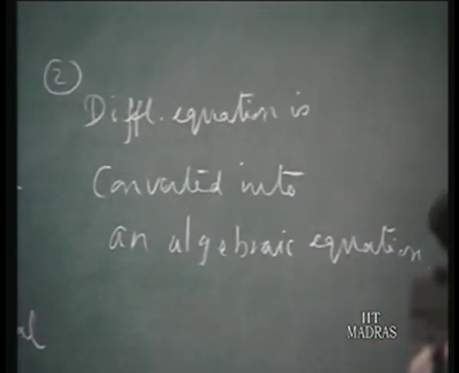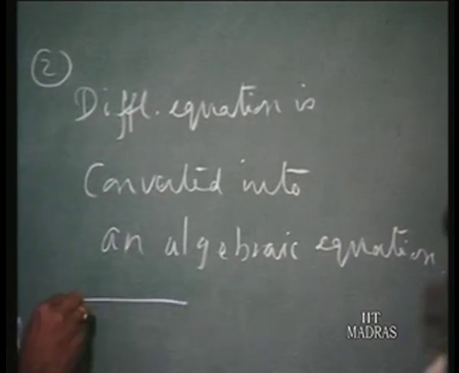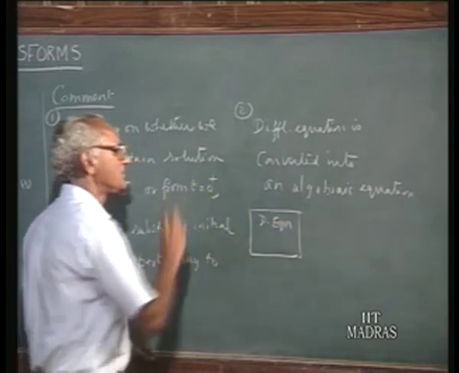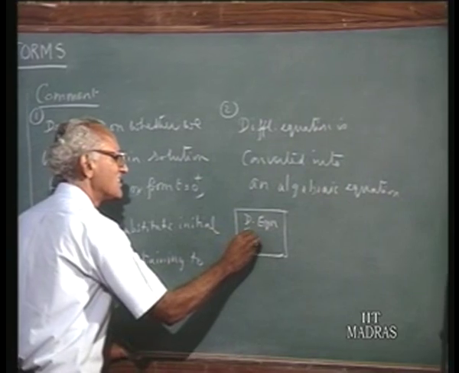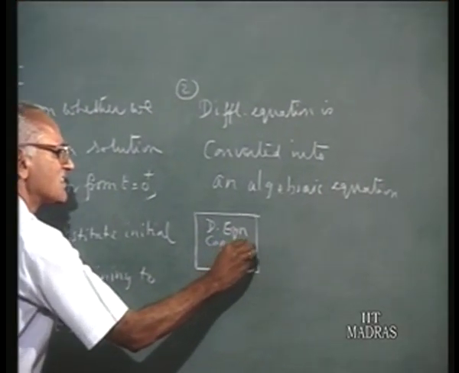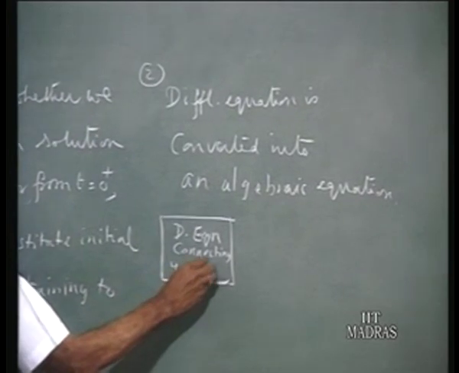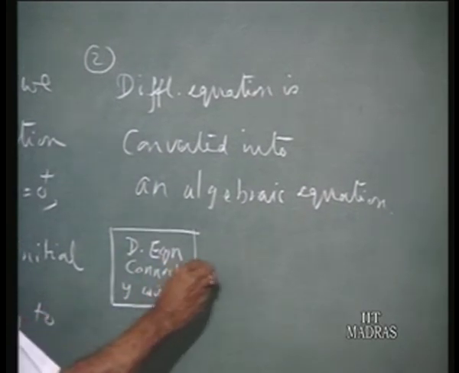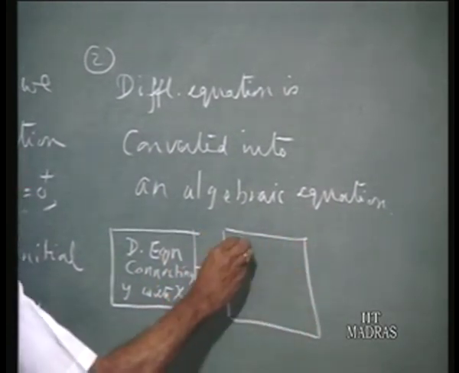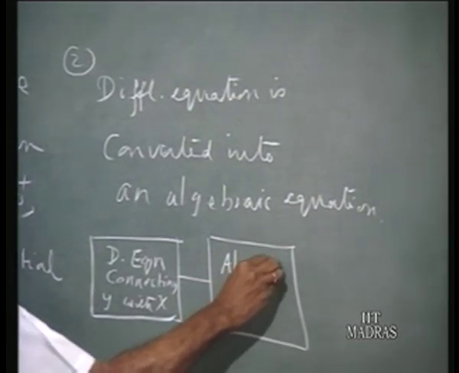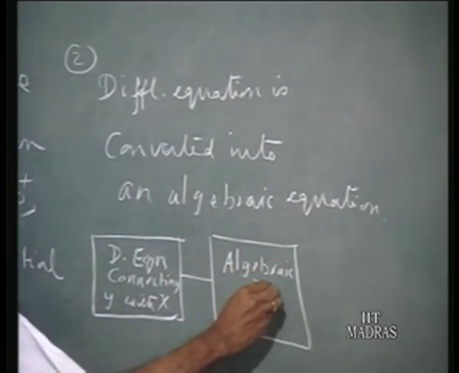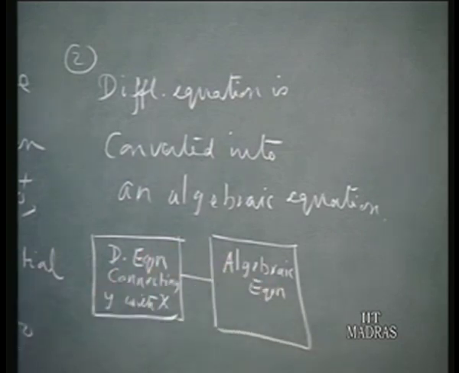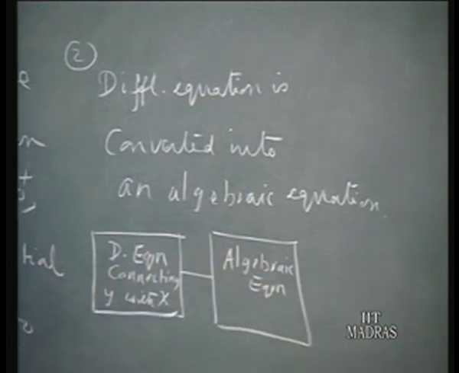So, the steps that are involved here: first, a differential equation connecting an output quantity y with an input quantity x. Then we convert this into an algebraic equation, where the terms are the Laplace transforms of the output y of t and the input x of t, so Y of s and X of s.